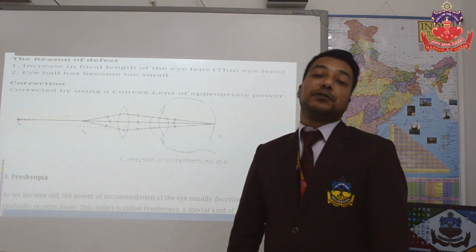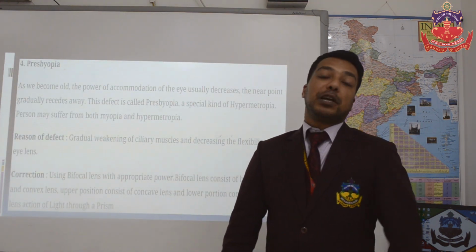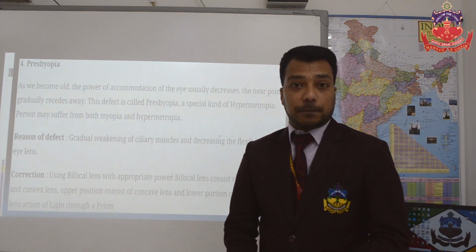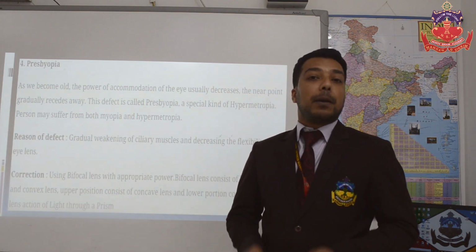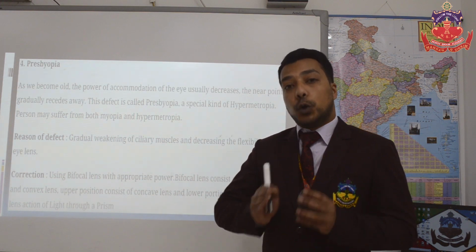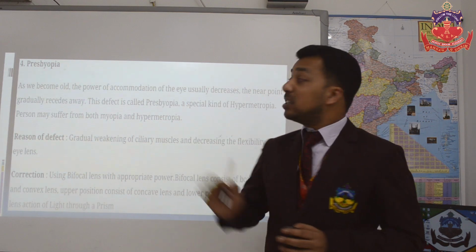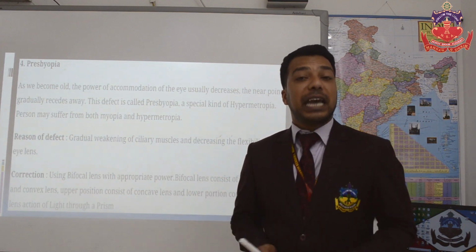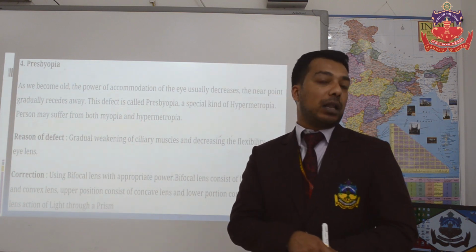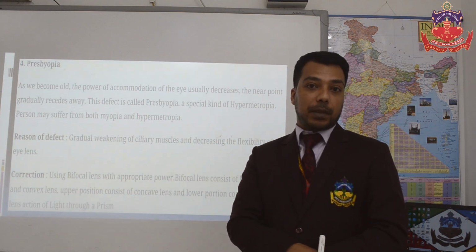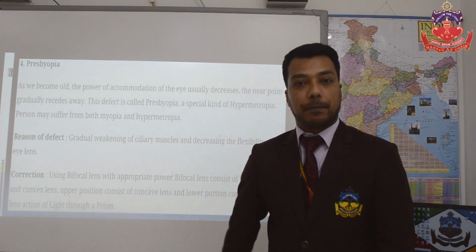The last defect of the human eye is known as presbyopia. So what is presbyopia? Presbyopia means a disease in which the person cannot see the near as well as the far objects clearly. Basically, this disease happens to old age people. The people whose age is more than 60 suffer from this type of disease, that is presbyopia. It can be corrected by using a special type of lens which is known as a bifocal lens. Now, what is the meaning of bifocal lens? Bifocal lens means using two lenses of two different focal lengths.